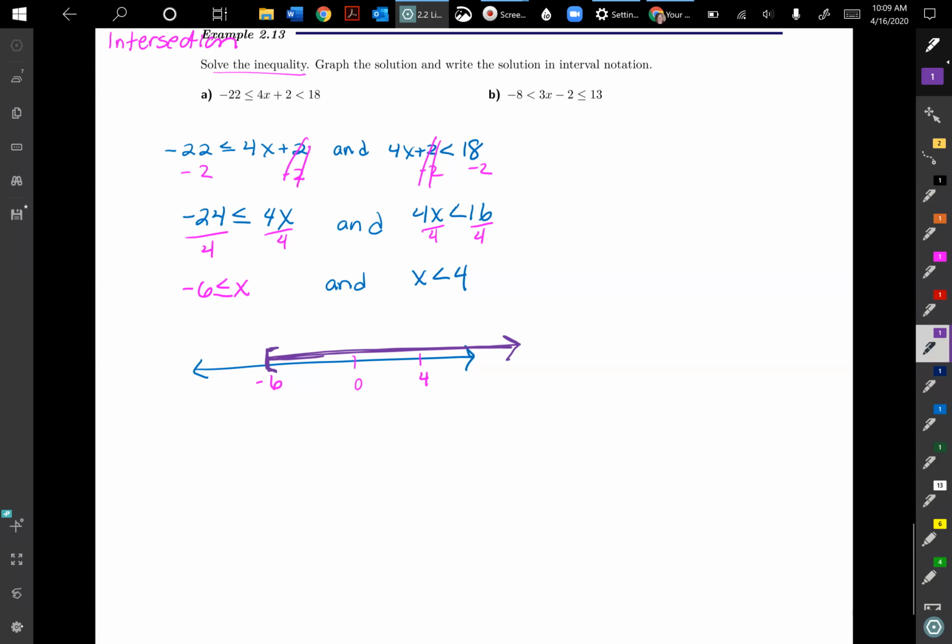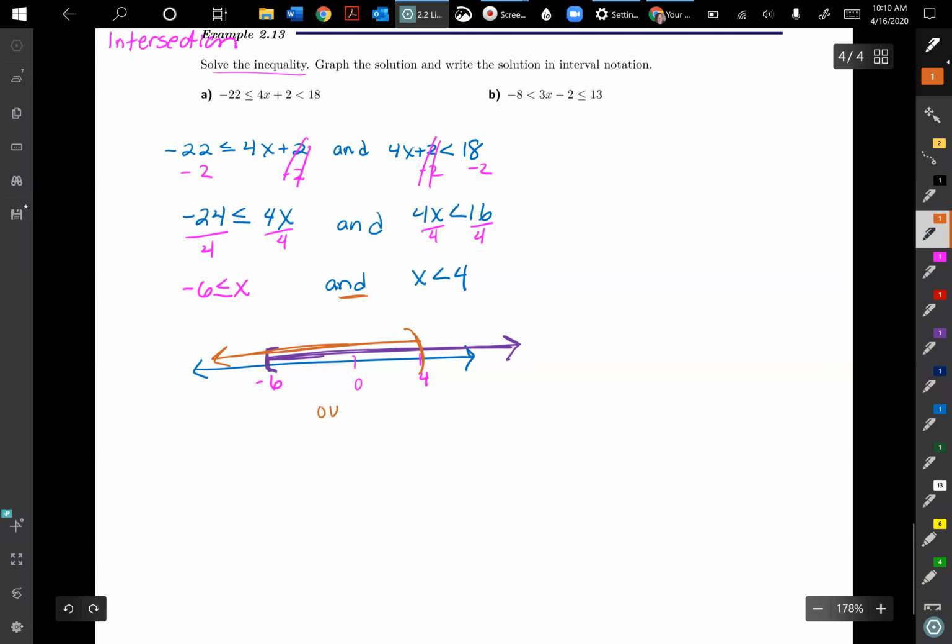Okay, x can be bigger than -6. Then on the other one, I'm going to do different colors so you can see we have 4, not including 4 though. So it's a curve. And we have everything less than 4.